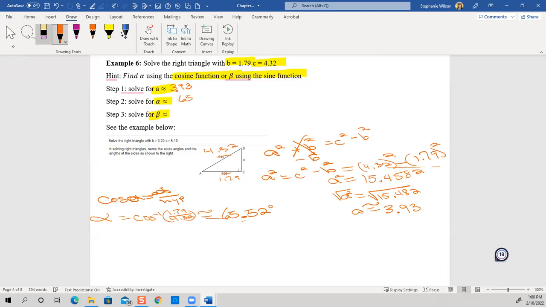So I got 65.52 degrees, and again, rounded to the nearest hundredths. All right, now we want to find beta.